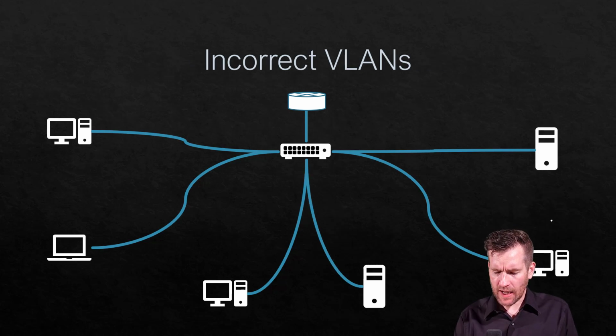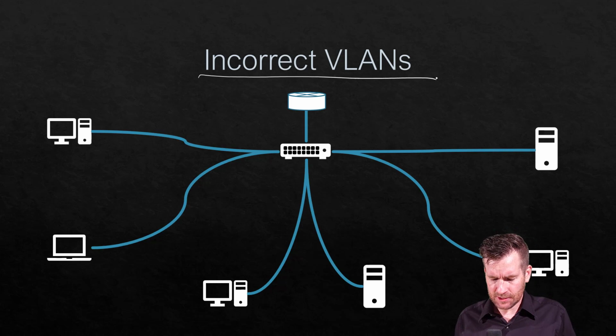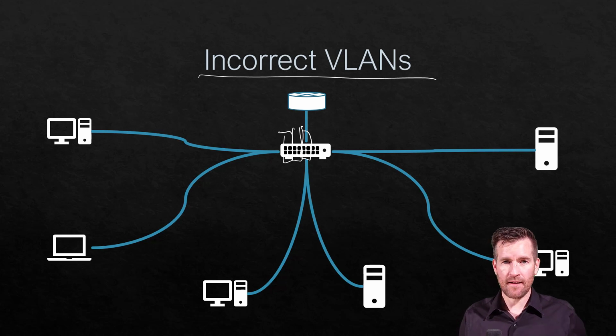Then you can also have incorrect VLAN settings. So what VLANs do is they segregate your switch into different sections. It almost makes this one single physical switch into multiple virtual switches.